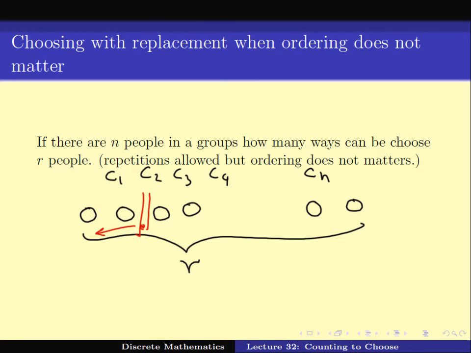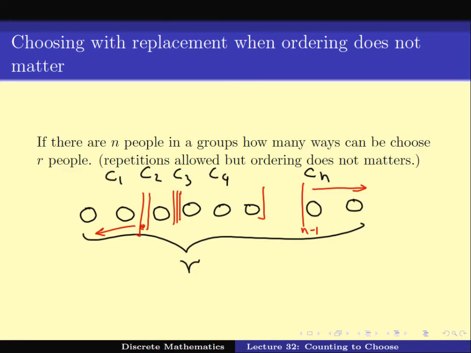So maybe for constable 3, I will draw a line over here, and that says that constable 3 gets 1 position. Maybe constable 4 has a line next to constable 3, so constable 4 does not get a position. Here constable 5 doesn't get a position. Here constable 6 gets 3 positions. At the end of the day, how many lines should I draw? If I have drawn n minus 1 such vertical lines, then whatever is left goes to constable n.